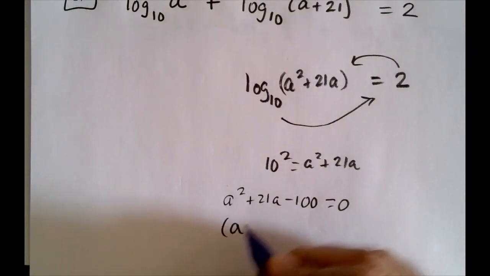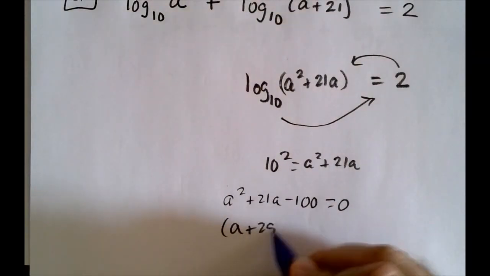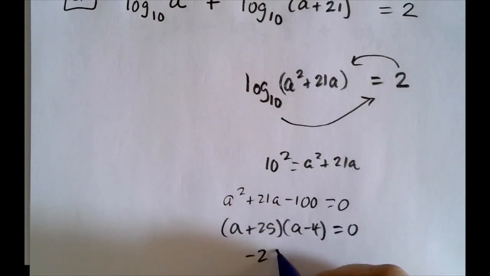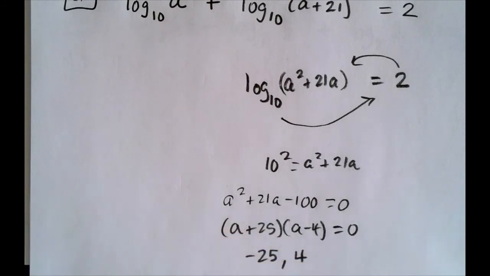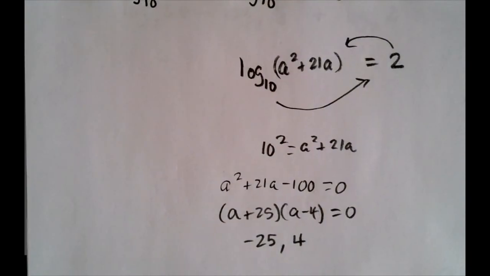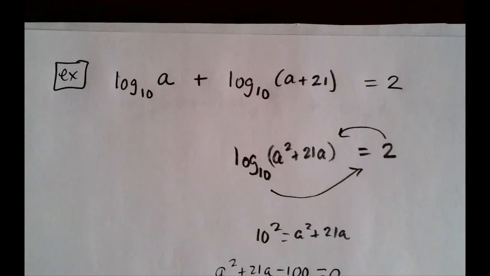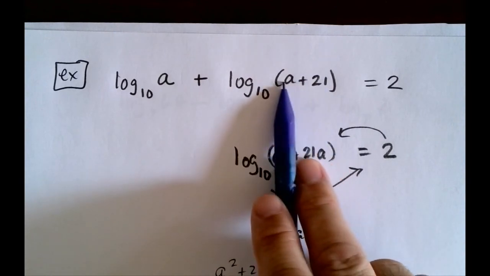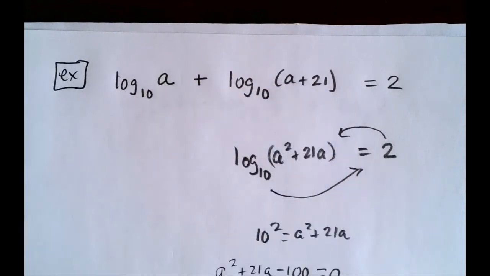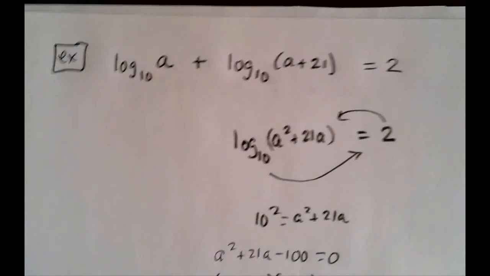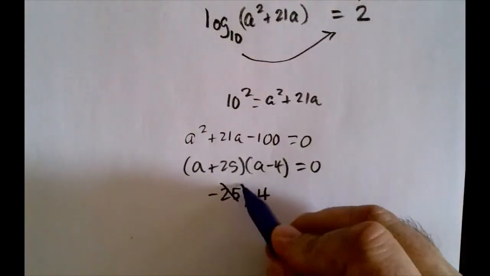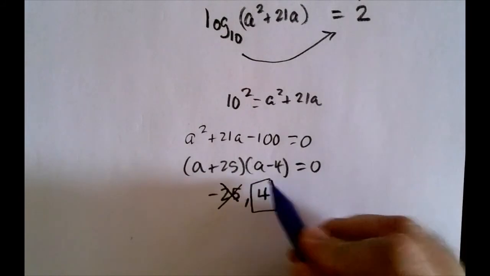This one is factorable. It's a plus 25, a minus 4. So we have two solutions: negative 25 and positive 4. But when those get substituted back in, right away you'll notice that when negative 25 is substituted, we have a negative argument, and the same thing here. But when 4 is substituted in, it does work. So we basically have one solution. This one's extraneous. The answer is 4.